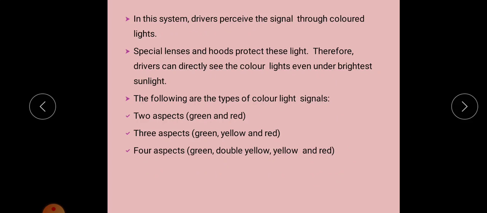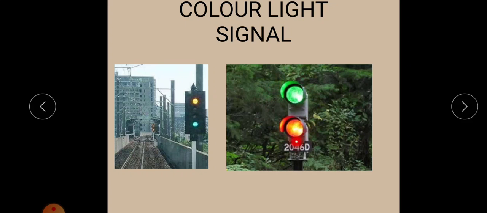The different colors: 2 aspect means green and red. 3 aspect means green, red and yellow. 4 aspect means green, double yellow, yellow and red. Okay. So you may be seeing these types of signals. This is the colored light signal.